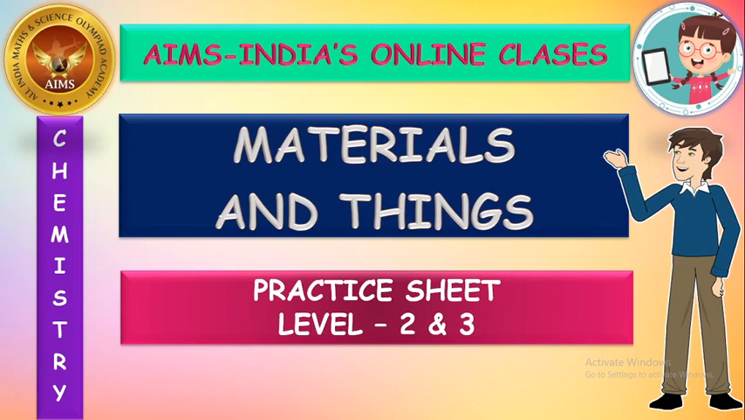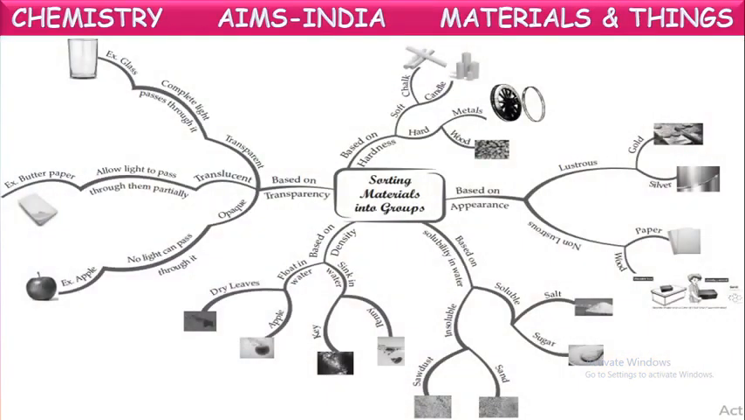In the earlier practice sheet, we saw level 1, which includes only single correct answer type questions. Now we are going to see level 2 and level 3 of this practice sheet. Let us see the concept map of this chapter once again. The segregation of materials based upon different properties we have discussed: hardness, appearance, solubility, density, and transparency. We have also discussed the classification of matter.